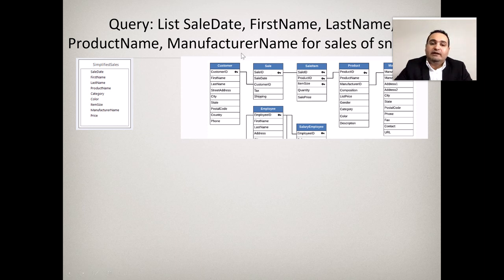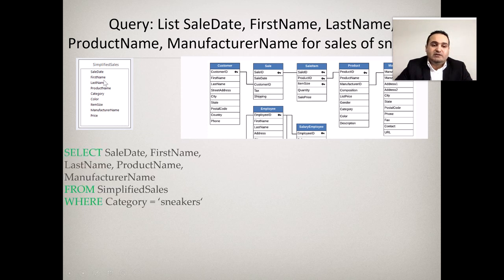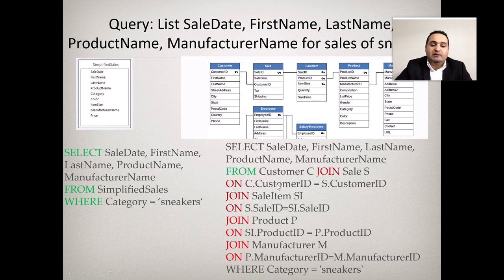And then we can identify what is in the select clause, which is basically the list of the fields. So we can just say in the select: sale date, customer dot first name, C dot last name, and then product name. We have only one product name, comma, manufacturer name. Then the from clause, and then in the where clause, we will need to specify the category equals sneakers.